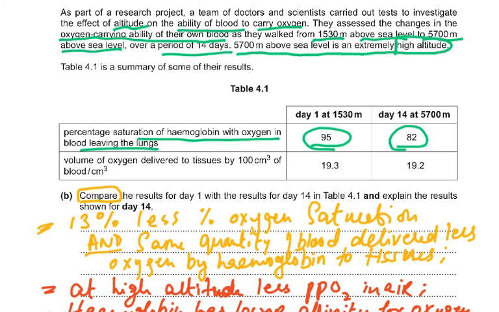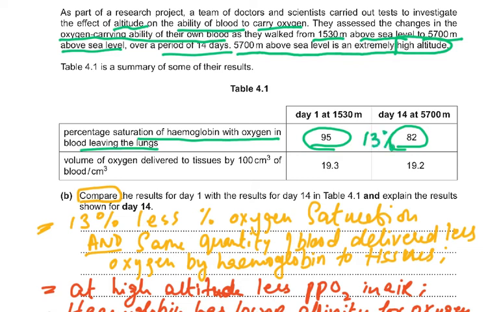So percentage saturation of hemoglobin with oxygen in blood leaving the lungs. Now, it should actually be 100%, but it was 95%. That's fine. Some of us have it just maybe between 95 and 99. So 95%, but on day 15, it had decreased by 13% to 82%. So you always subtract this and you see this is a 13% decrease.